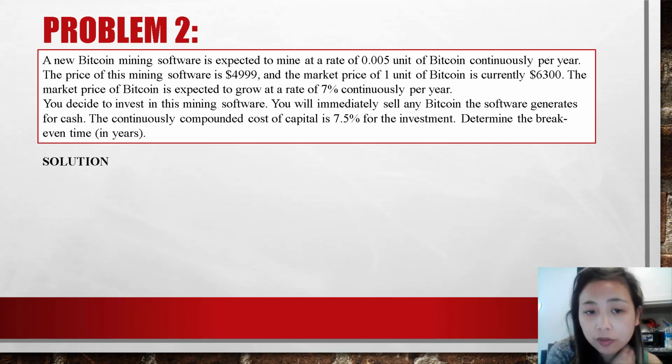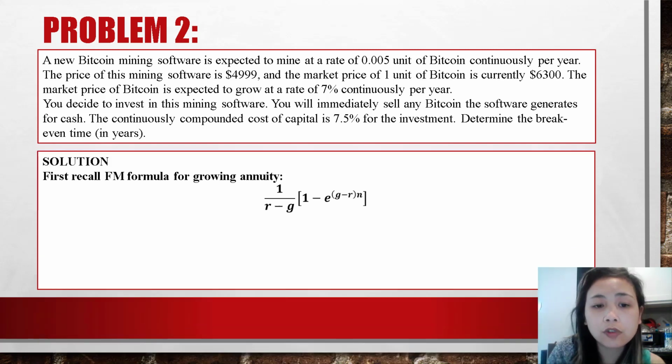So here for this investment, first of all, we have to pay for the mining software, which is $4,999. And this software mines at the rate of 0.005 units of Bitcoin, with the market price of one Bitcoin at 6,300. And the market price of Bitcoin grows at the rate of 7% continuously per year, and the cost of capital is 7.5% continuously per year.